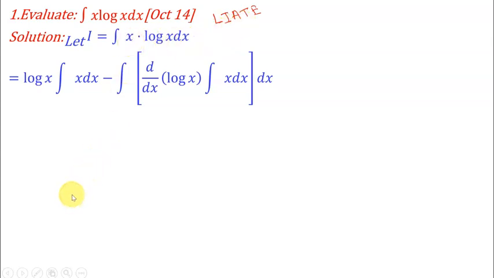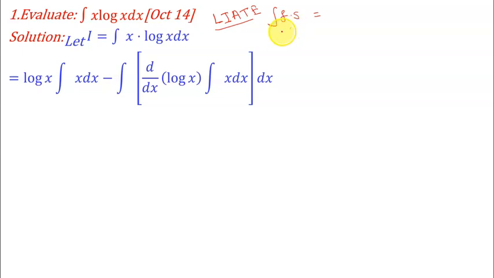Now what is the definition of integration by parts? Suppose we have the integral of the first function into the second function, then what is the formula for the integration by parts? First apply the LIATE rule, arrange the order of the functions with the help of LIATE. This is the first and this is the second. Here our first function is log of x. Okay. Second function is algebraic.